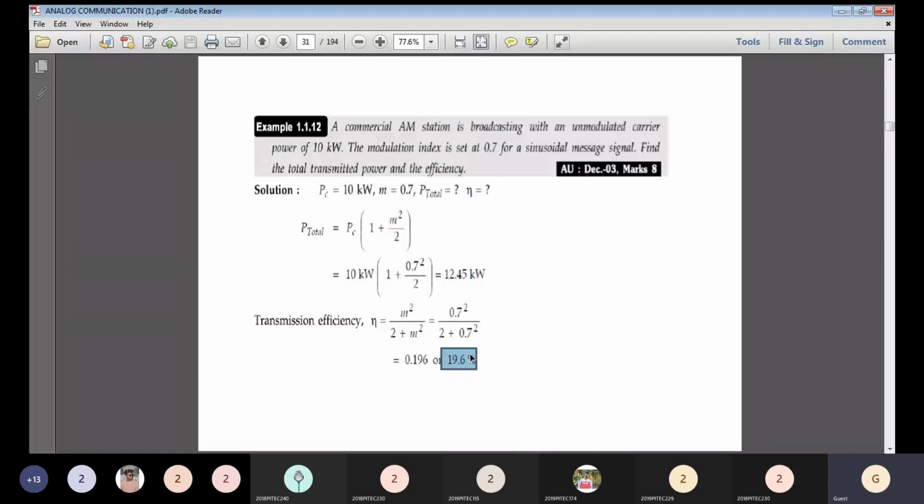So what about the remaining 80%? Nearly 80% of the power is getting wasted because of the unwanted carrier component. Here three components are there. During transmission, all three components are transmitted, but out of the three, one component is not required. So out of 100%, 80% is occupied by the unwanted component and only 20% is occupied by the required components. So 80% is waste, and the efficiency is only 20%.